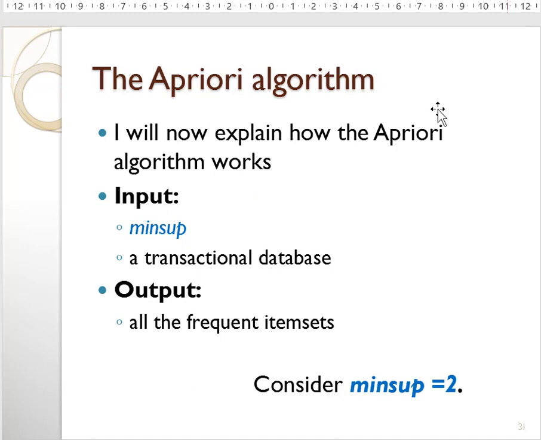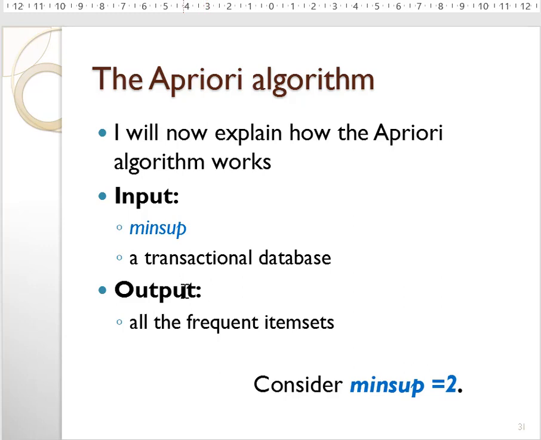If you have understood this, now I will explain to you the a priori algorithm, how it works. To explain a priori, I will use the same example to make it easy to understand. I will explain the algorithm directly using the example to make it simple. So what is the input? It is a parameter we call the minimum support and a transaction database.